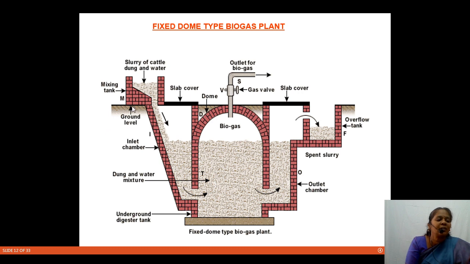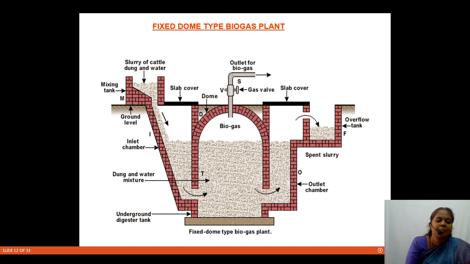So now here you can see, children. One side of the tank above the ground is a mixing tank. And another side we call the overflow tank. Left side is the mixing tank, and right side is called the overflow tank. So now what we have to do: animal dung is plenty available in villages. So we mix cattle dung with water, which we call slurry, and we send this slurry from the inlet pipe to the digester.